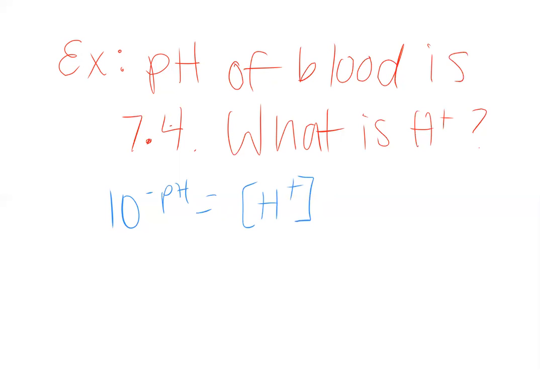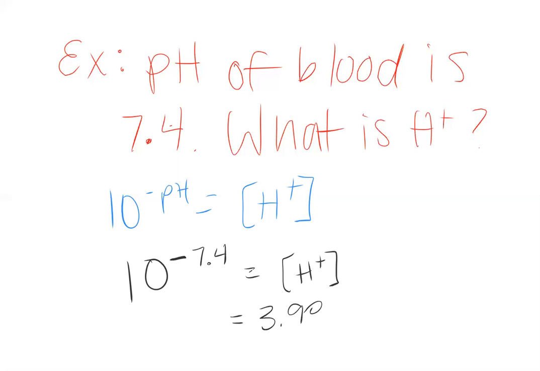So in your calculator, if you're not familiar with these, you're actually going to type in 10. You're going to raise it to the power of negative, you have to type in the negative key, 7.4. That's going to give us the answer for H plus concentration. So 10 to the negative 7.4, typing that in my calculator, I get an answer of 3.98 times 10 to the negative 8 power.